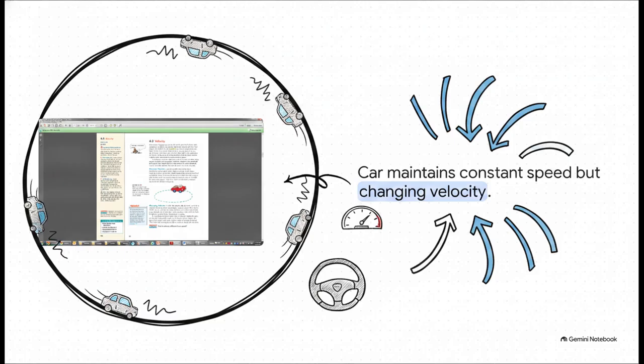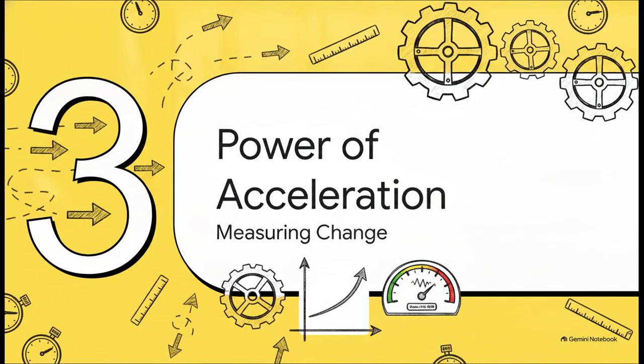And here is the kicker. Because its direction is changing, its velocity is constantly changing. It's kind of wild to think about. You can have a rock-steady speed, but if you nudge that steering wheel even a fraction of an inch, your velocity has entirely shifted. So if velocity is constantly changing like that, how do we actually measure the change? Well, that brings us to section 3, the power of acceleration, measuring change.